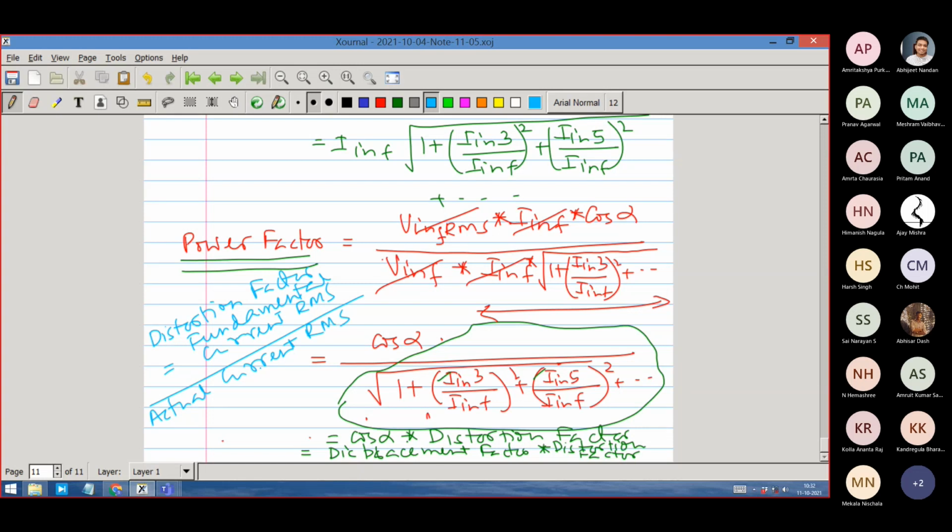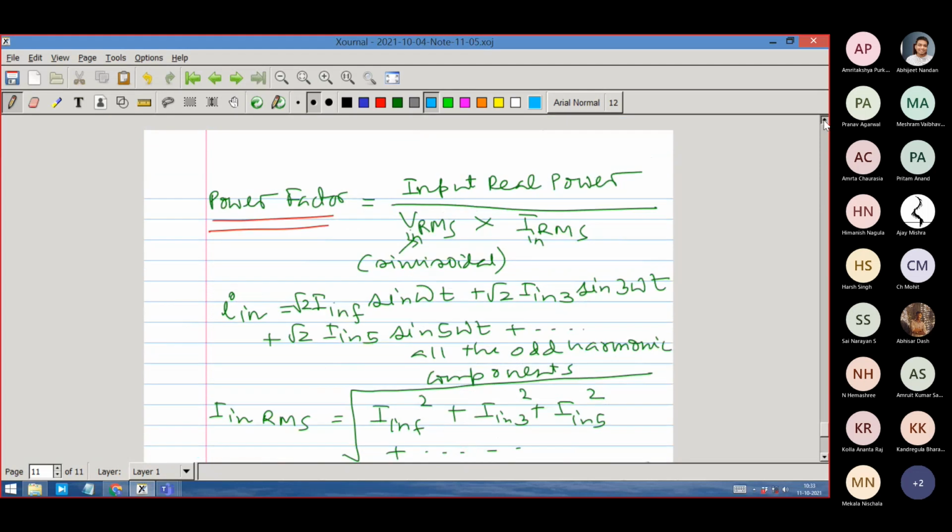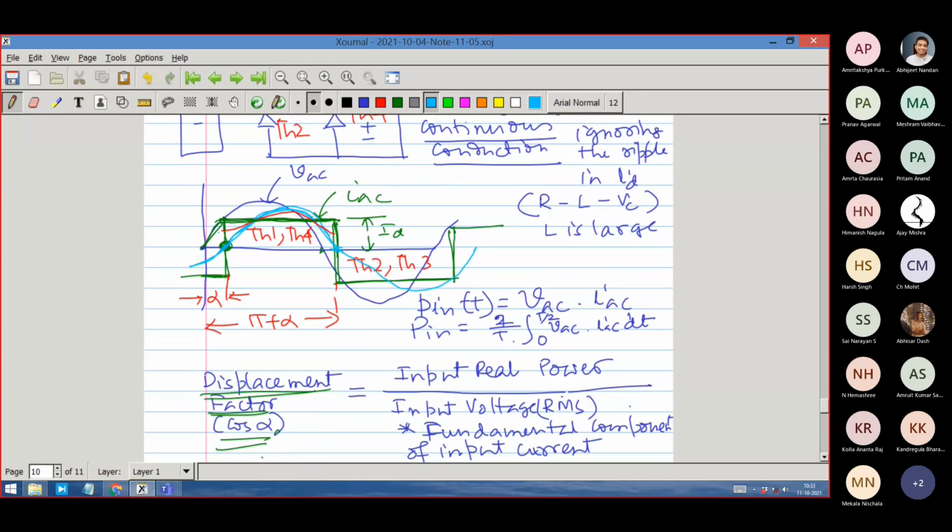Okay. Now, in our specific case, how much will it be? Can anybody tell what this value will be in this specific case, the current source case? What is the actual current RMS? The distortion factor will be 1. ID into root over 1 minus alpha by 2 pi. No, not 1. Why would it be 1? What will be the actual current? Why is actual current RMS such a complicated expression? Actual current is ID. So what will be the RMS of that value?